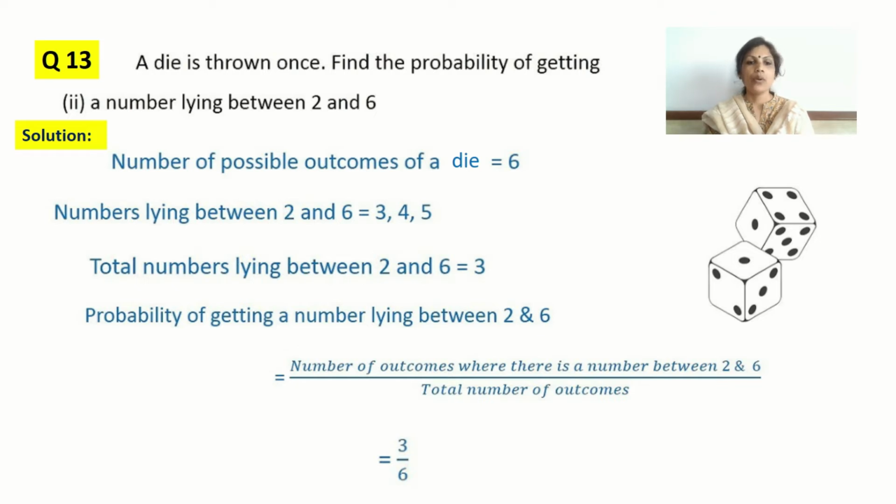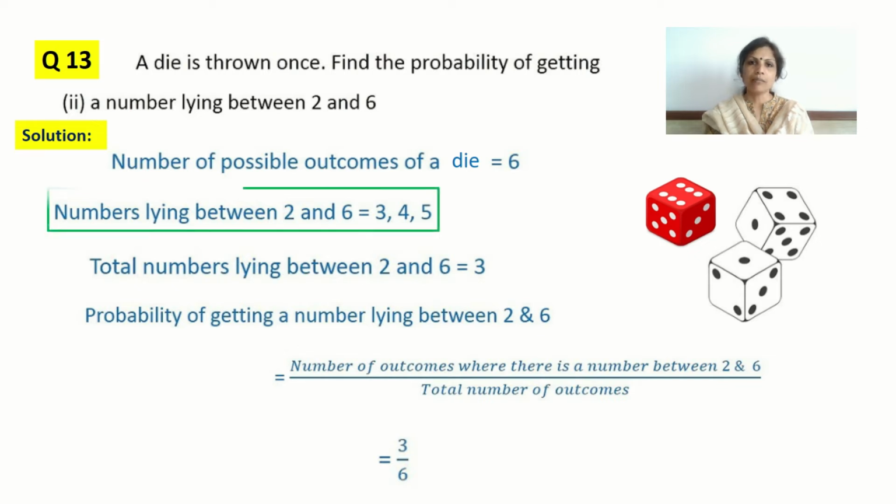Alright, so we know the number of possible outcomes is 6, and the numbers lying between 2 and 6 are 3, 4 and 5. So the total numbers lying between 2 and 6 are 3. Which are these 3 numbers? These are 3, 4 and 5.